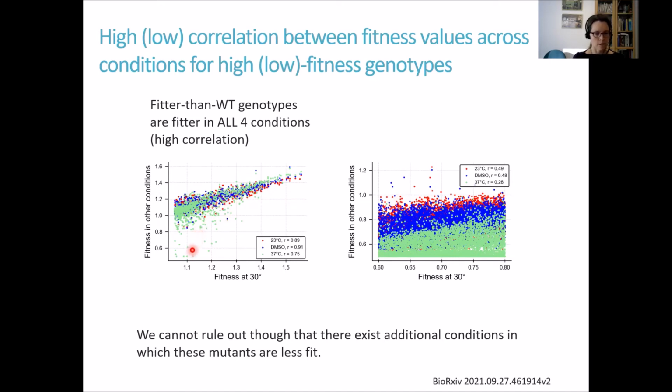However, I must say that we have here data only of 4 conditions. So while they are considered typical growth conditions for yeast, we still cannot rule out the possibility that in nature there could be additional conditions in which the wild type behaves very differently and may be optimal there.